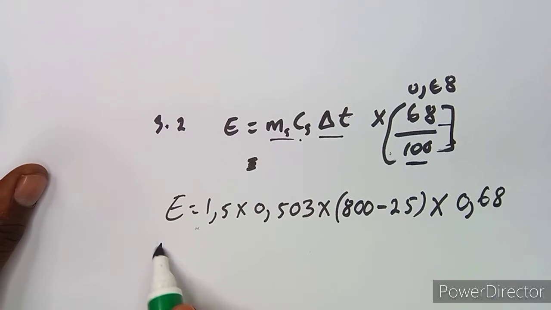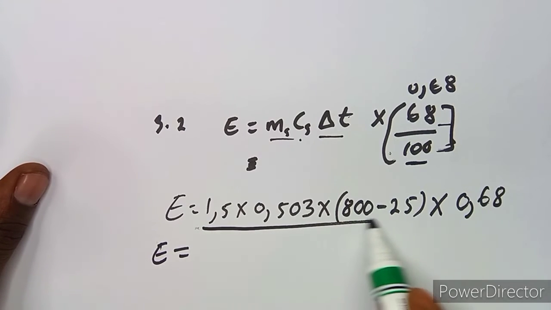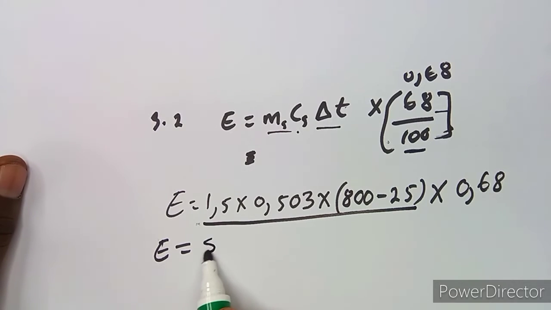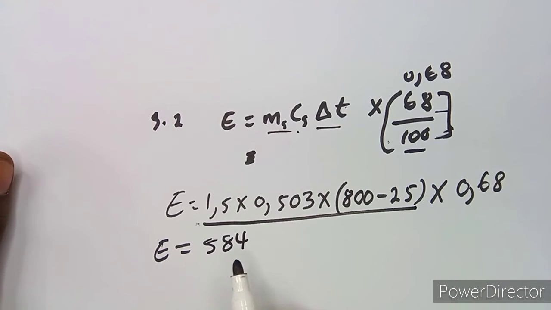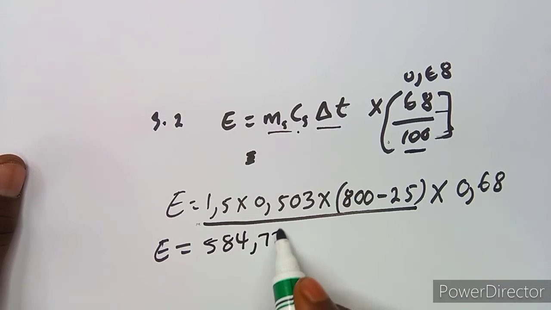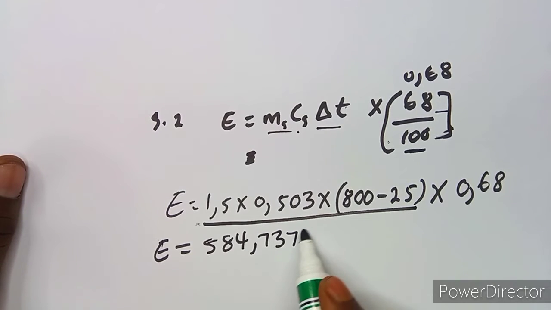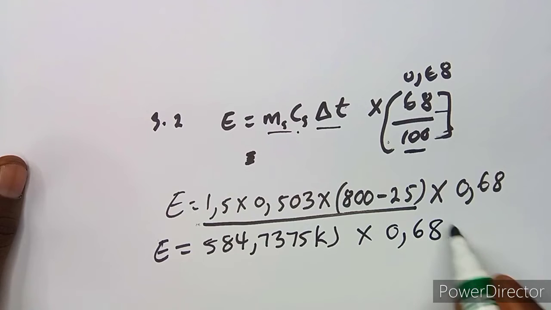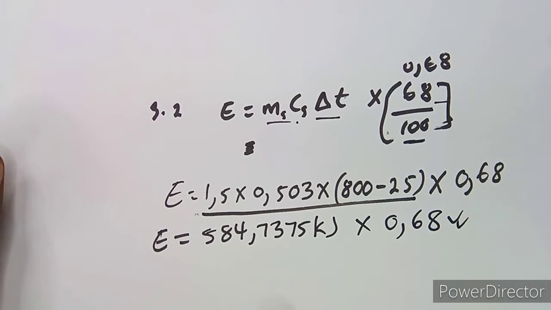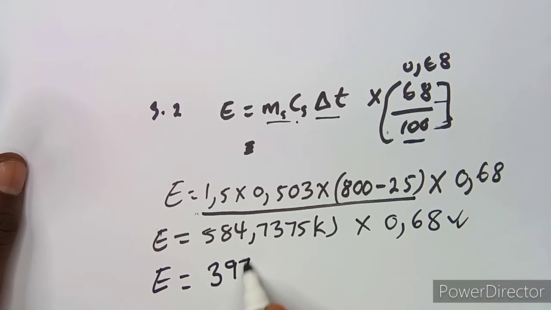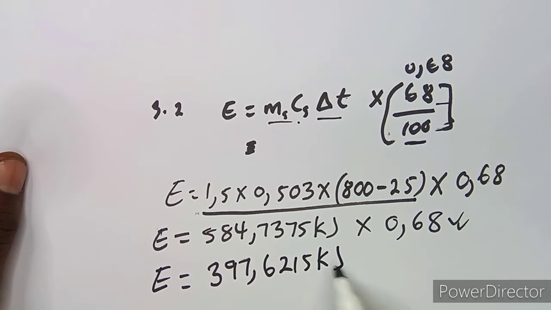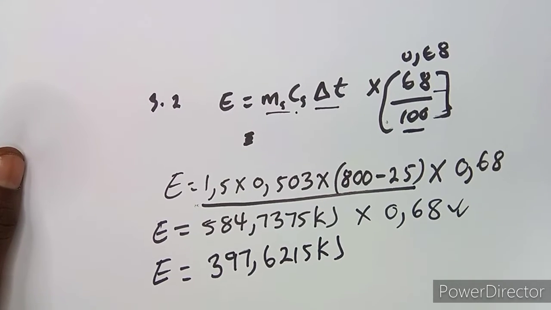Okay, so this part alone, without the 68%, is going to give us 584.7375, if you multiply properly, which is in kilojoules. Then you multiply by 0.68, which is the one that is taken from the percentage. So you're going to have something like 397.6215 kilojoules. All right, so this is the energy that you are given.